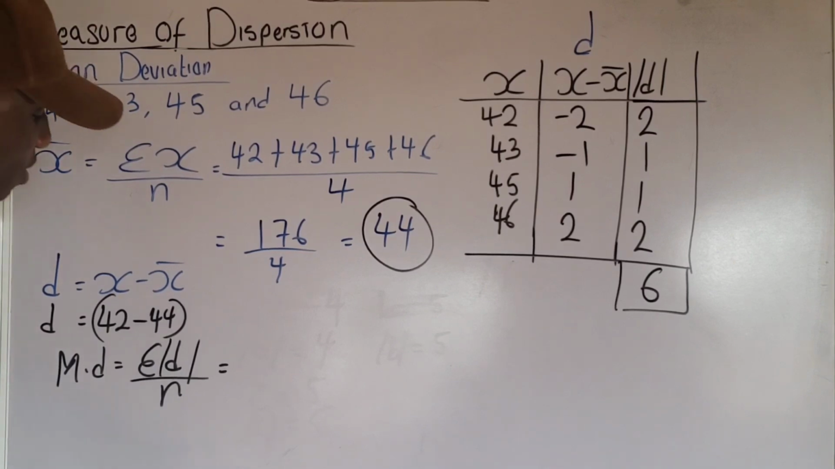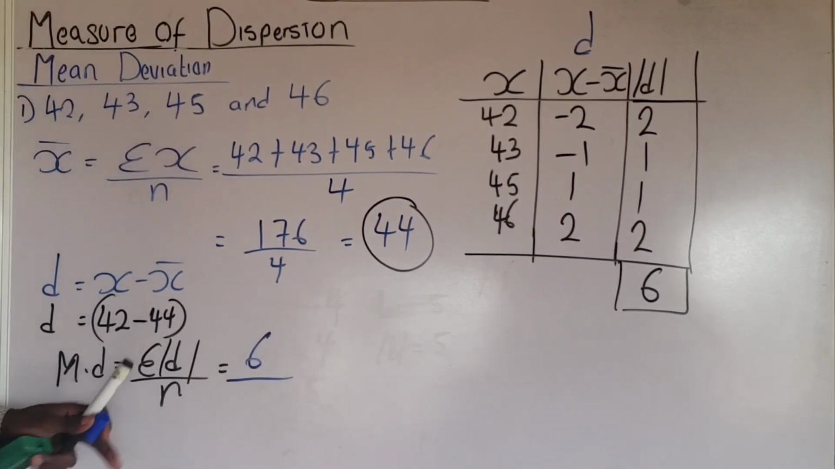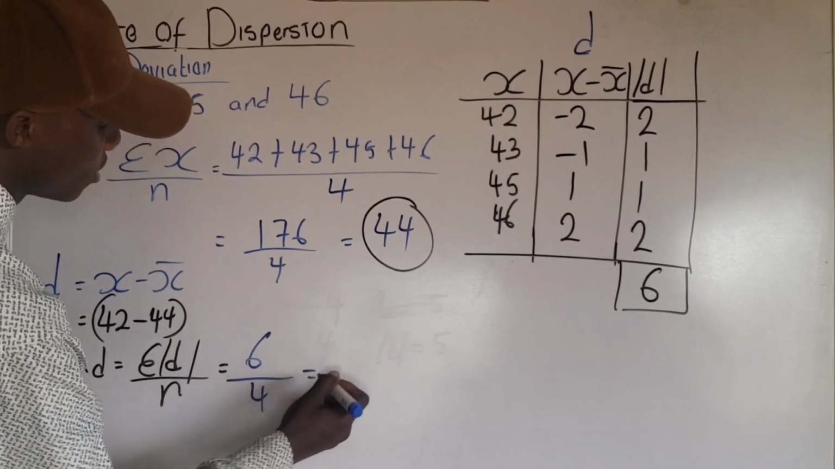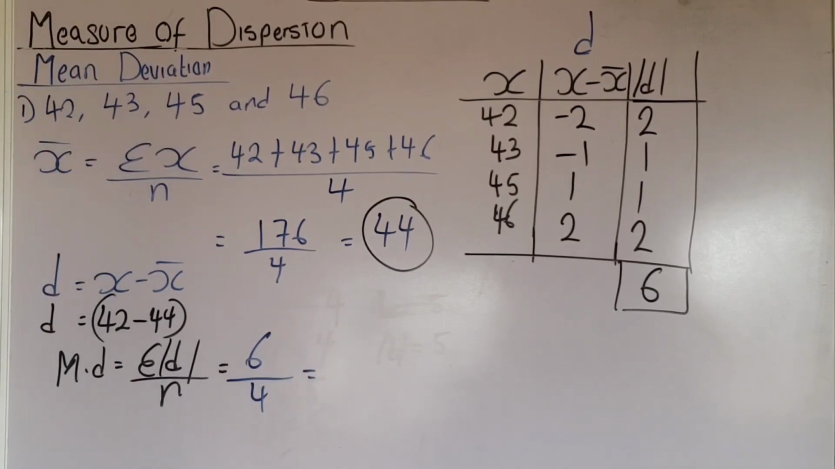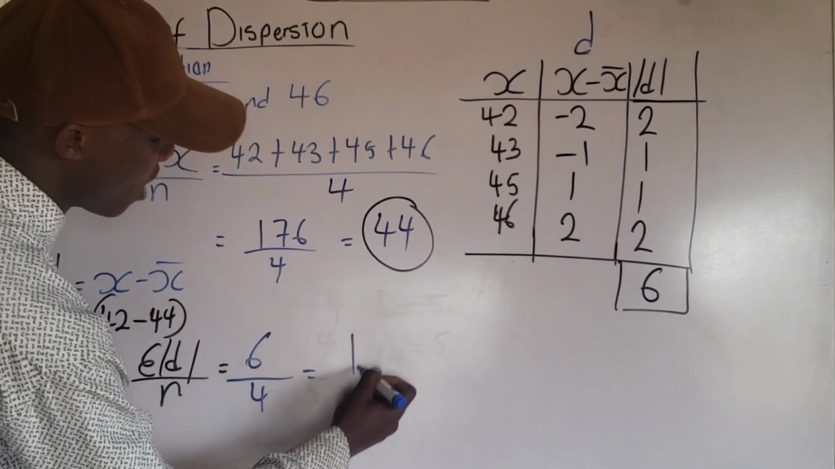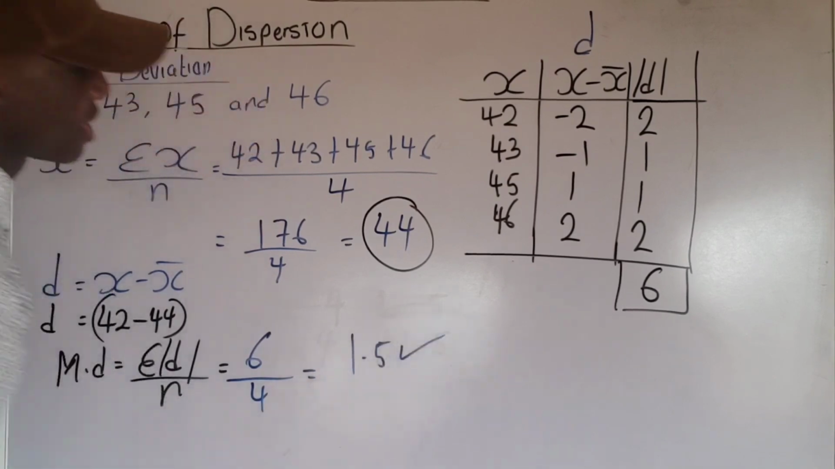That is what? 6. So I'm going to have 6 all over n. N is the total number of samples that we have. So I'm going to have 6 all over 4. So here, what is the value of the mean deviation? 6 divided by 4 is what? That is 3 all over 2. 3 over 2 is what? 1.5. So here I'm going to have 1.5. That is the correct answer.